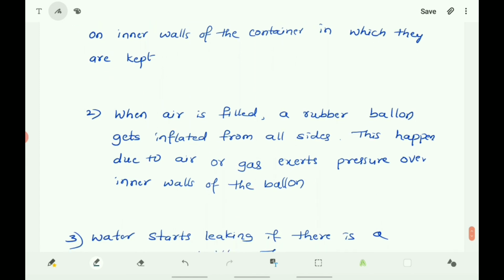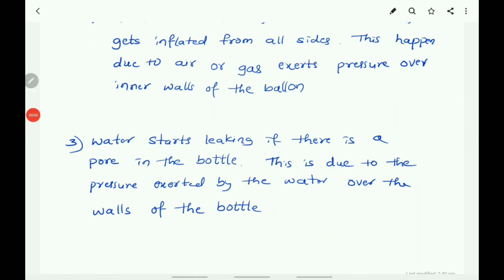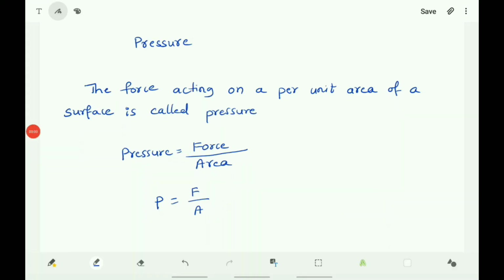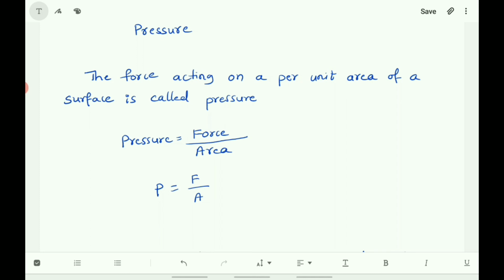When air is filled, a rubber balloon gets inflated from all sides. This happens because air or gas exerts pressure over the inner walls of the balloon. Water starts leaking if there is a pore in the bottle. This is due to the pressure exerted by the water over the walls of the bottle. In this way, it is clear that the force acting per unit area of a surface is called pressure, and pressure is equal to force by area, that is, P = F/A.